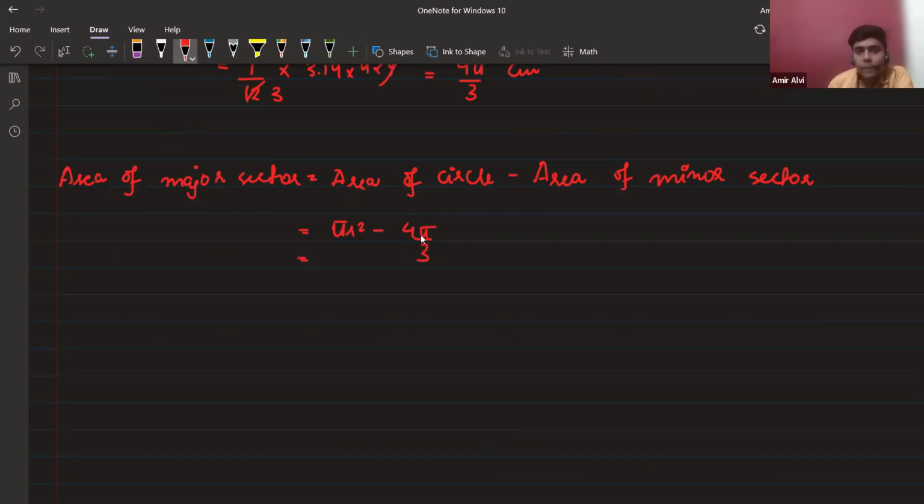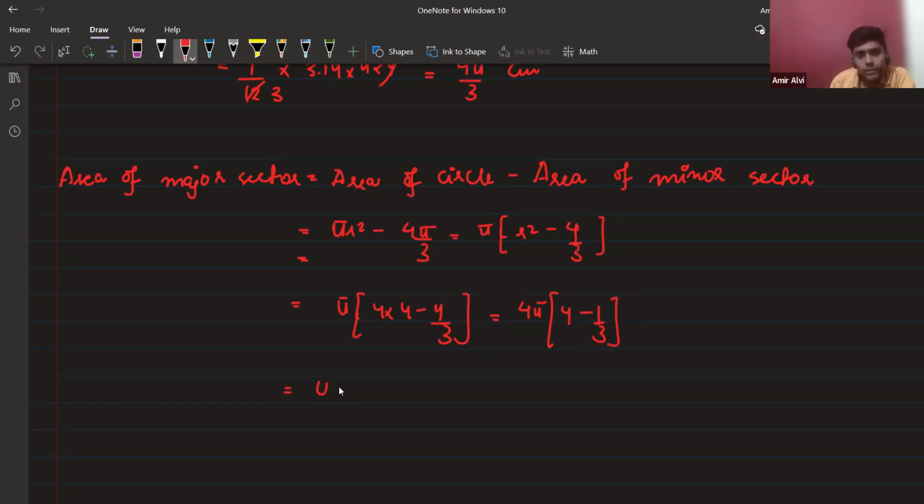Yes or no? So I can take pi common right here. Pi will be taken out common, so r square will be left minus 4 by 3. It is equal to pi taken common here, and r square is 4 into 4 minus 4 by 3. Take 4 common as well. So 4 pi, and inside will be left 4 minus 1 by 3. So it would be 11 by 3. Yes or no? 3 fours are 12, 12 minus 1, 11 by 3.